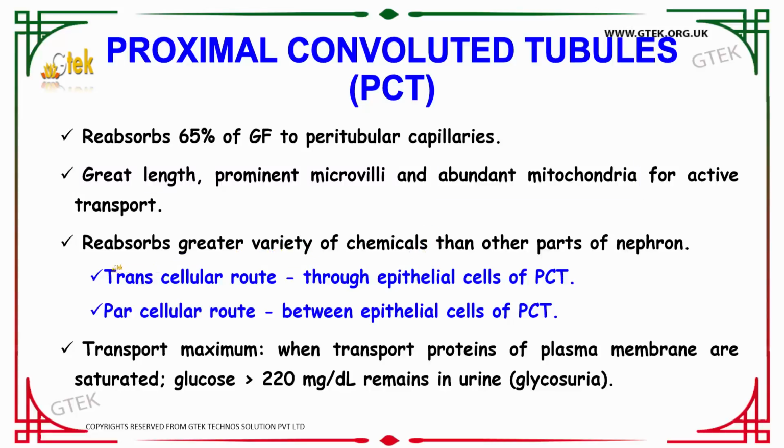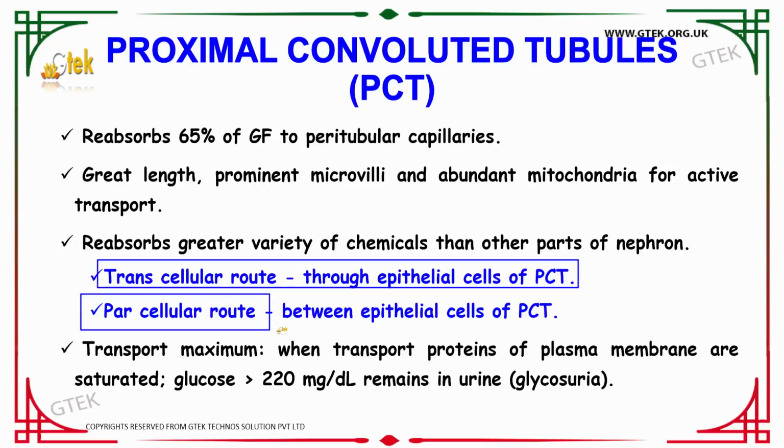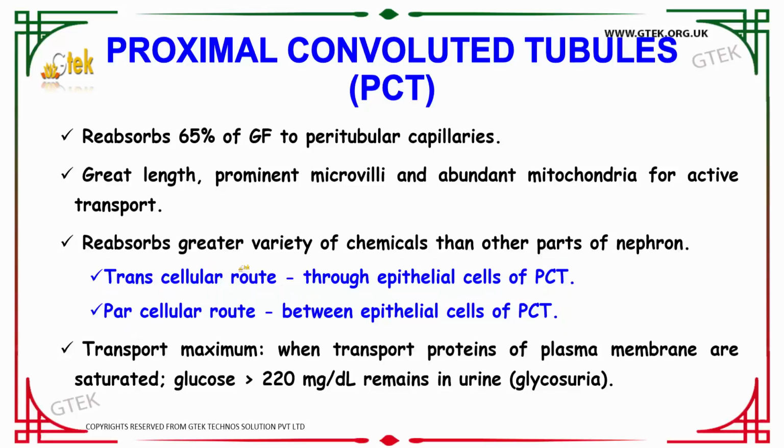Your cellular route is through the epithelial cells of the PCT, that is your proximal convoluted tubules, and your paracellular route is between the epithelial cells of the PCT. So this is how it reabsorbs a greater variety of chemicals, either through the transcellular route, that is through the epithelial cells, or the paracellular route between the epithelial cells of the PCT.